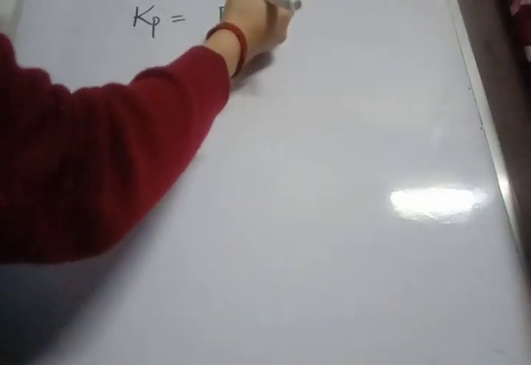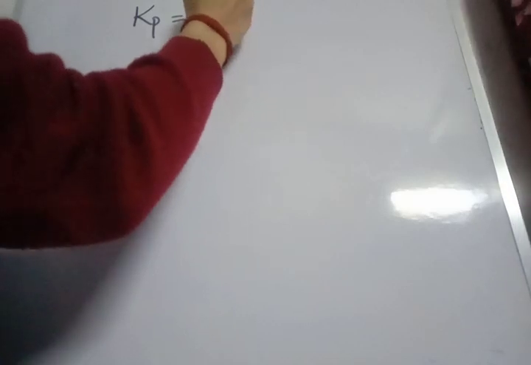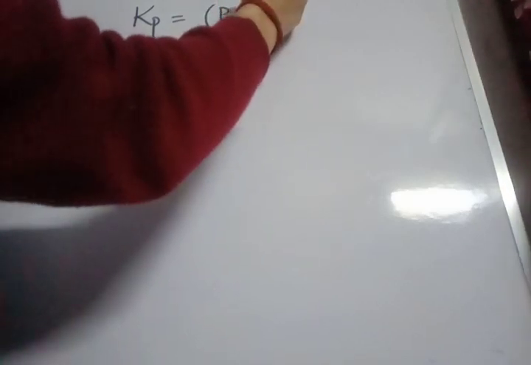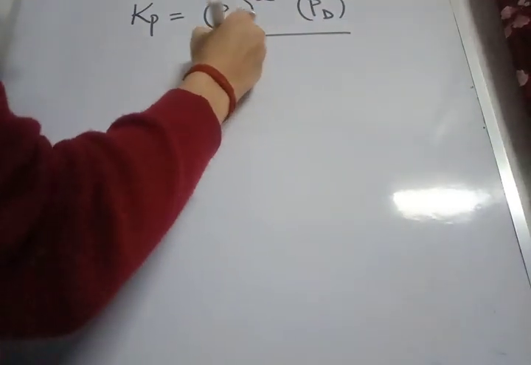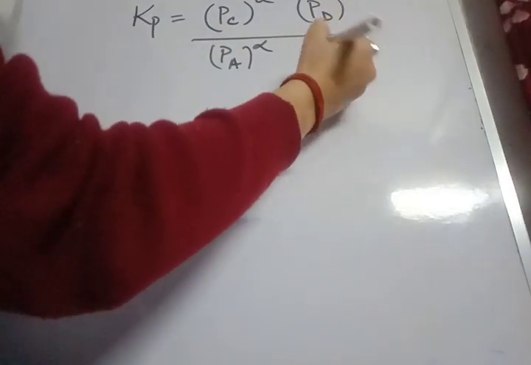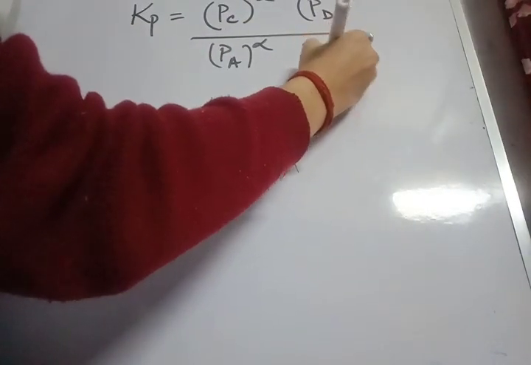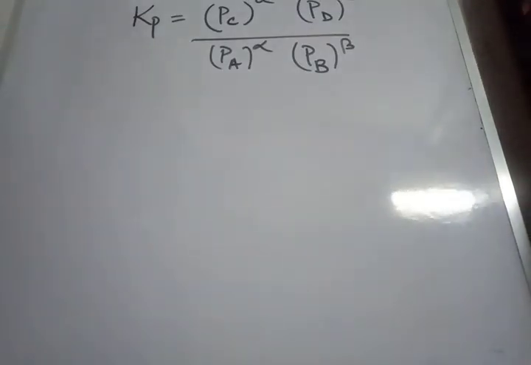Today we are going to discuss the relationship between Kp and Kc. So Kp is represented as this. This we have done in the last class. This is the relation of Kp. This is applied for gaseous reactants and products with respect to their partial pressures.